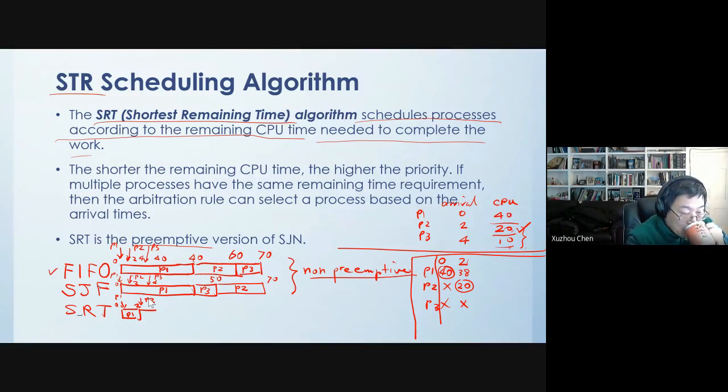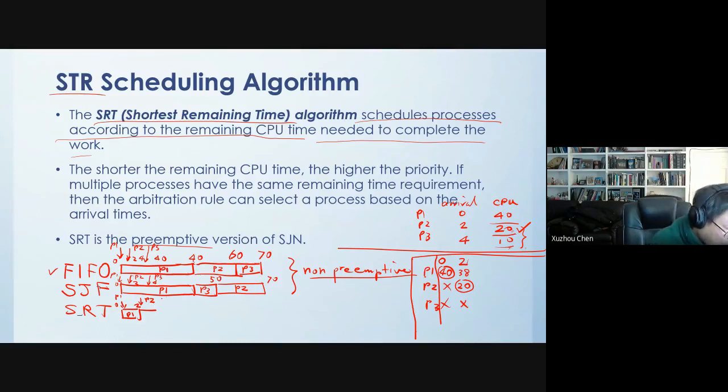Any other questions? Normally we think that if P1 and P2 both have the same CPU time, P1 should continue. Otherwise, you're going to cause some context switching, which is kind of bad. But the reality depends on the design of the scheduler.